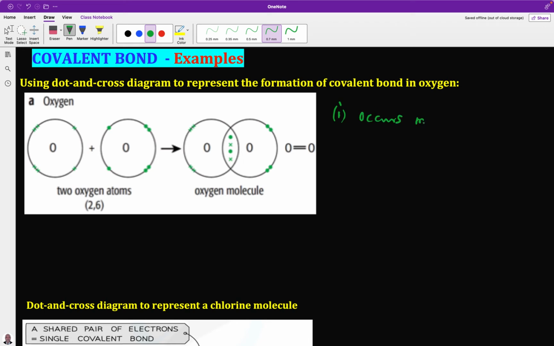Occurs mostly between nonmetals. That's what happened with covalent bond.